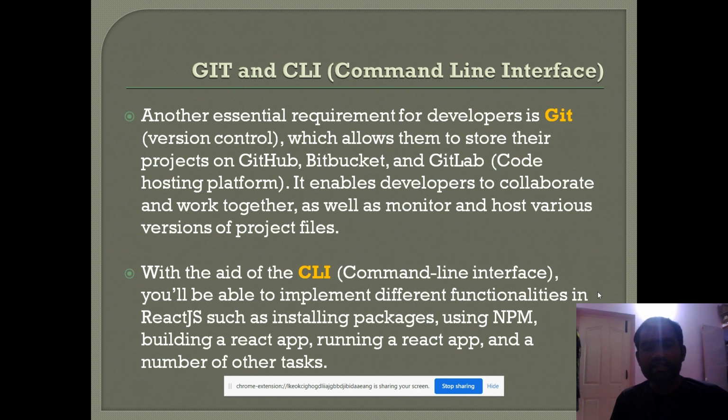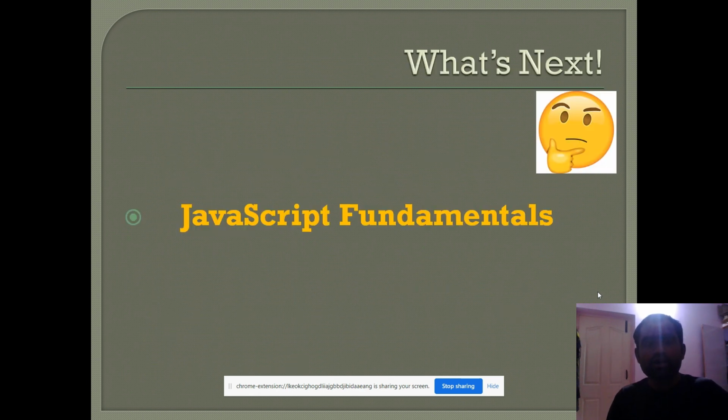And again, CLI, as I initially told, is the command line interface where we can build our React based applications. NPM install, NPM build, NPM start to start our React application. We can use different commands. So this is the CLI, guys, the command line interface to build our React applications. So moving into the next slide.